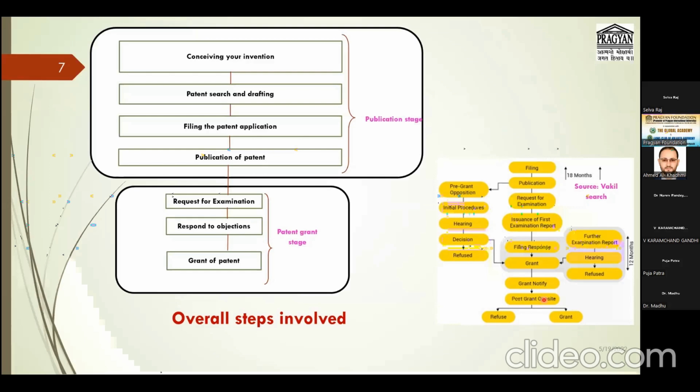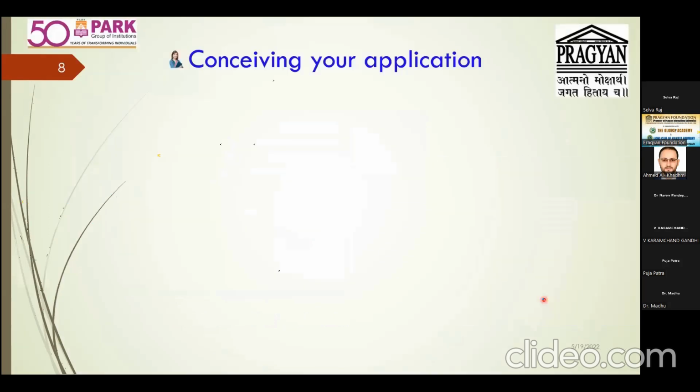In terms of applications, whatever we want to do to interact with the patent office, we have a set protocol in terms of forms. You can interact only through the forms. There are up to 30 forms, from form number 1 to form number 30. You can go through form number 1, form number 2, and see what each is for. That is important.